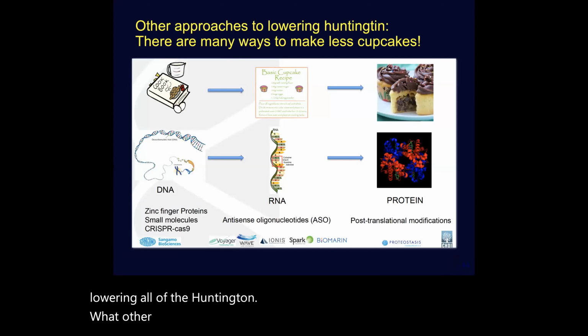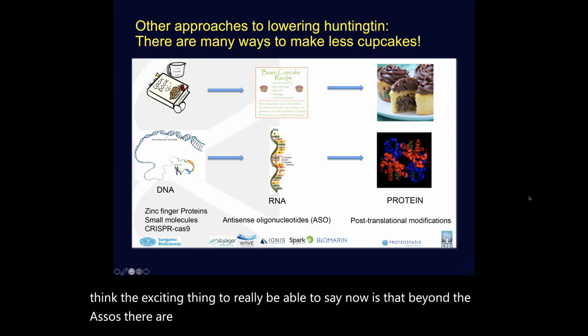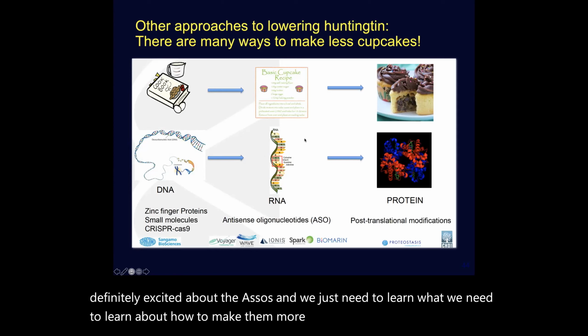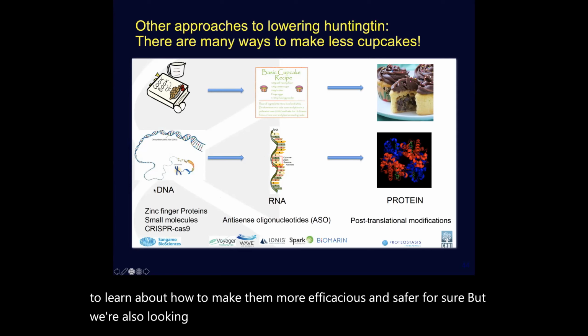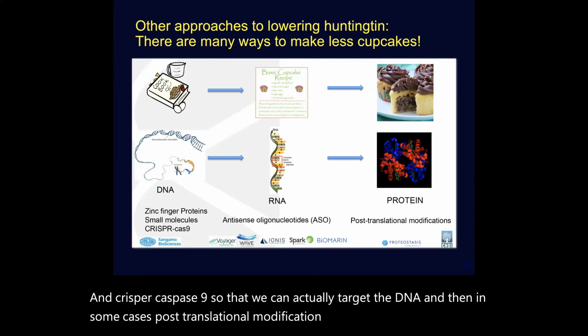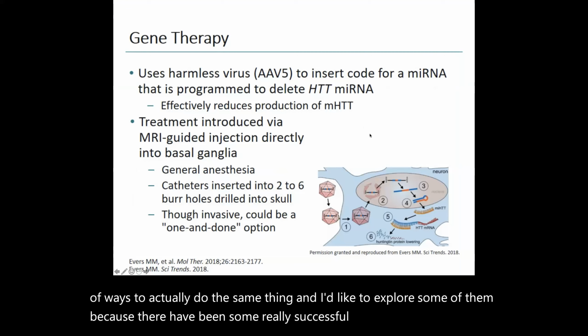What other approaches do we have to lowering Huntington? Many. And so I think the exciting thing to really be able to say now is that beyond the ASOs, there are other things that we really are pretty excited about. We're definitely excited about the ASOs, and we just need to learn what we need to learn about how to make them more efficacious and safer, for sure. But we're also looking at zinc finger proteins and small molecules and CRISPR Cas9, so that we can actually target the DNA, and then in some cases post-translational modification. So there are a lot of ways to actually do the same thing, and I'd like to explore some of them because there have been some really successful wins with regard to gene therapy.